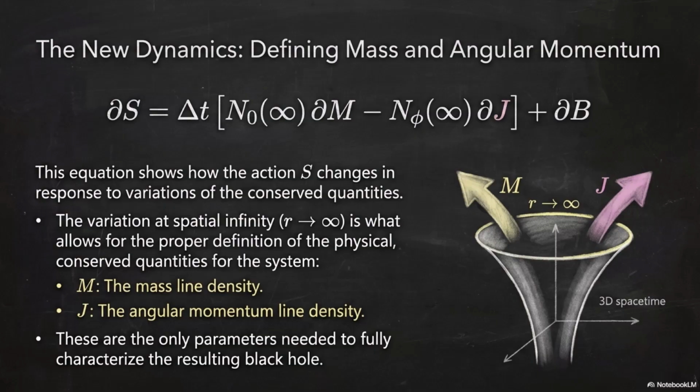Line density because the original object was an infinite cylinder. That's right. And here's the punchline. Those two numbers, m and J, are the only two parameters you need to completely and uniquely define the physical nature of this lower dimensional black hole.